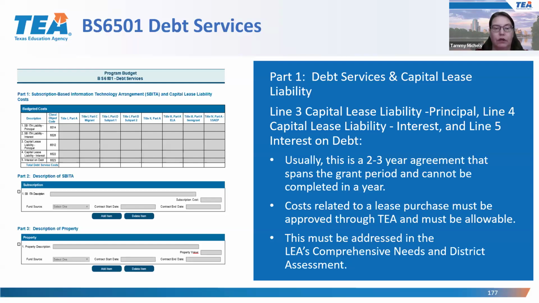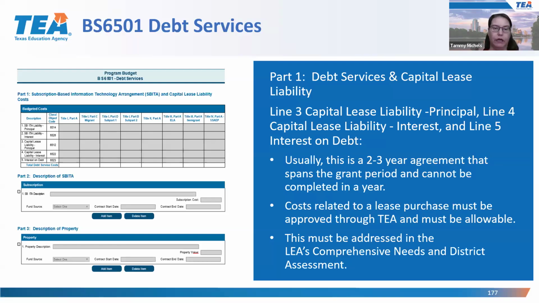Then in part 2, if there are funds budgeted for SPIDAs, we're jumping back and forth a little bit here, we'll budget the entire cost of the SPIDA under the description of that SPIDA, under the subscription cost line, and then we'll complete the following in that area. Describe the SPIDA, state the fund source the item is being charged to, enter the entire subscription cost for the full length of the agreement, and then document the entire contract period.